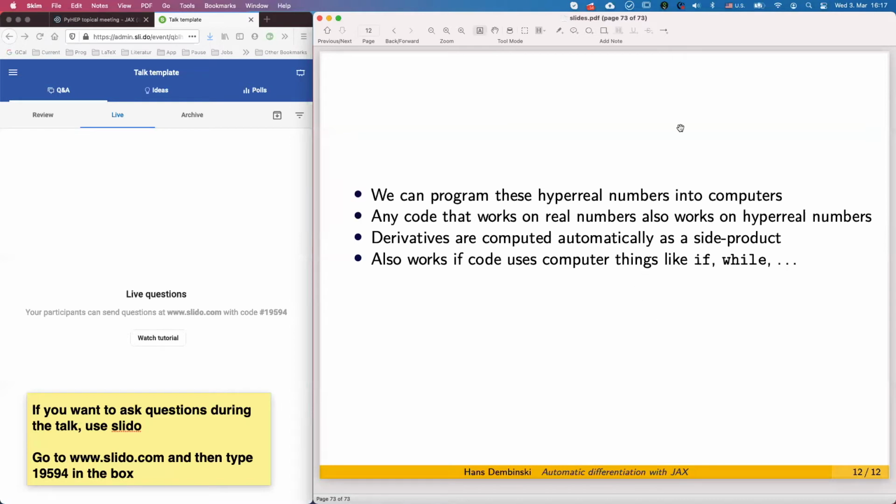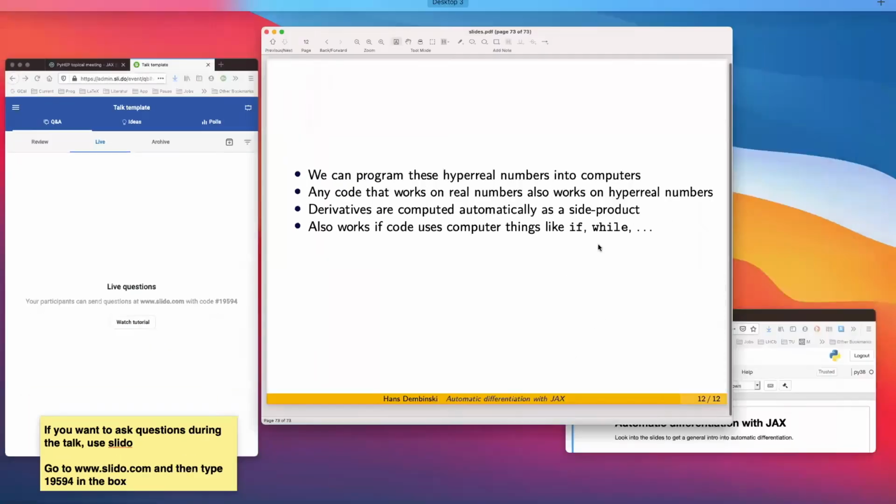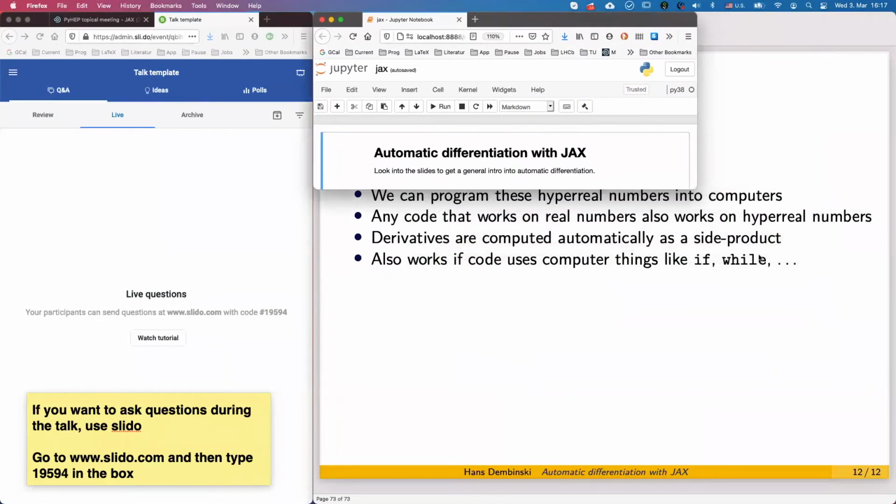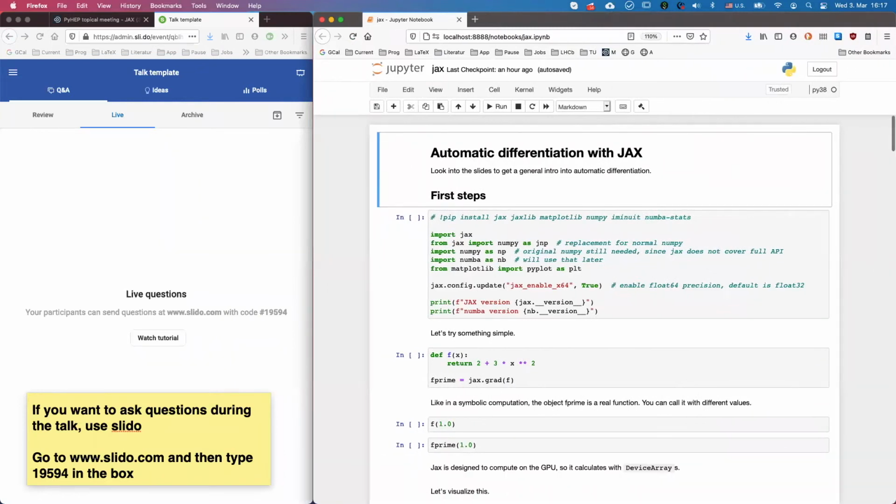All right, that's the basic introduction into automatic differentiation. Now, are there any questions on this part? Otherwise, I will go to the live tutorial. I see no hands. You can also use Slido, as I said, to ask questions anytime. Okay, so when you use JAX, you don't see anything of these fancy hyperreal numbers anymore. So if you couldn't follow this, or if you don't care, you don't have to. This all works very easily, even if you don't understand it.